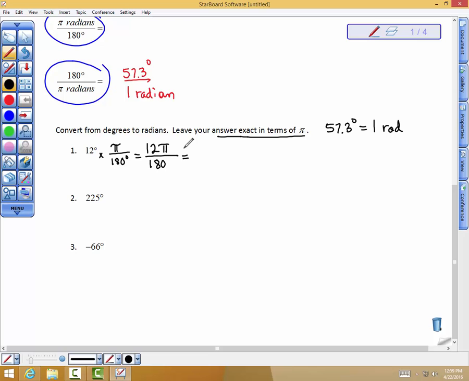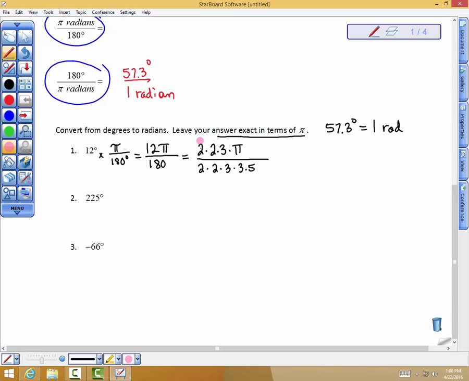I'm going to do this one time, and I'm going to break 12 into its prime factors. 12 is 2 times 6. 6 is 2 times 3. And so there are the prime factors of the number 12. 180 is 2 times 90. 90 is 2 times 45. 45 is 3 times 15. 15 is 3 times 5. Hopefully I got those all correct.